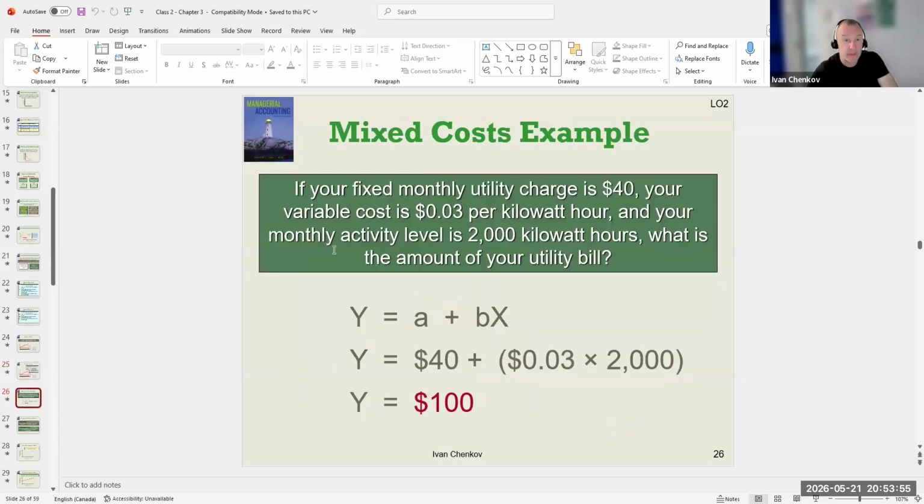Now the question is, if your fixed monthly utility charge is $40 and your variable cost is 3 cents per kilowatt, and your monthly activity now is 2000 kilowatts, what's the amount for your electricity bill? Obviously, applying the formula, total cost is going to be the fixed cost portion, which is $40, plus the variable portion, which is 2000 kilowatts times 3 cents per kilowatt. And that's going to give you $100.